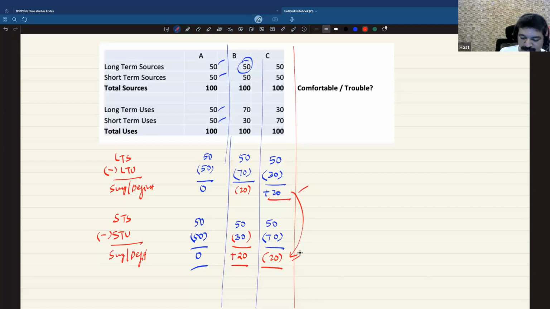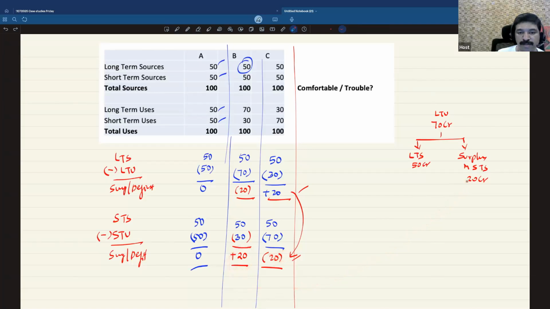Okay. But the real problem is with company B. Why? Because company B has invested 70 crore in long-term use. And for that, the corresponding sources are long-term source of 50 crore, which is this, and the surplus in short-term source of 20 crore. This is really, really bad.